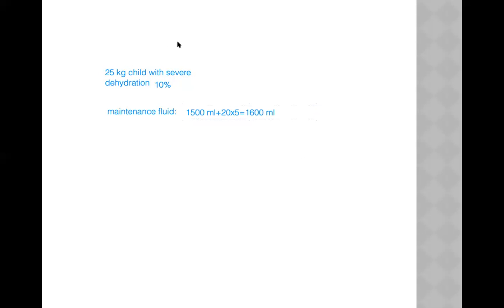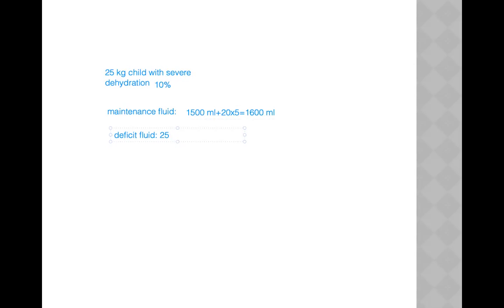Now another task for us is calculation of the deficit fluid, means how much fluid the child has lost from the body because of this diarrhea and vomiting. So the percentage of dehydration given is 10%. Now just now I told you 10% means 100 ml per kg fluid loss. So what is the total weight of that child? 25. Okay, 25 kg. Let's not write kg now. We will calculate in ml or liter.